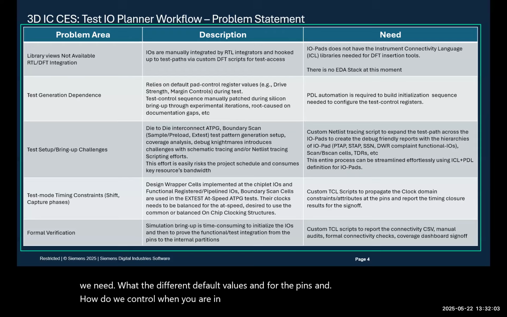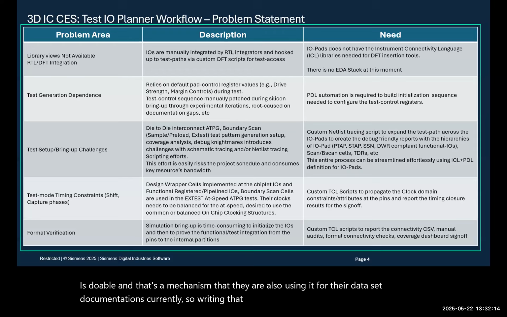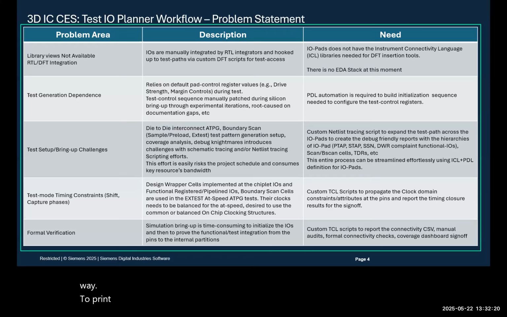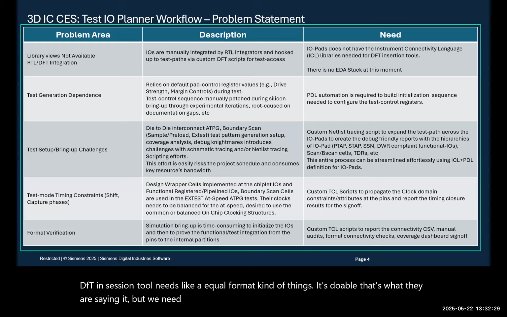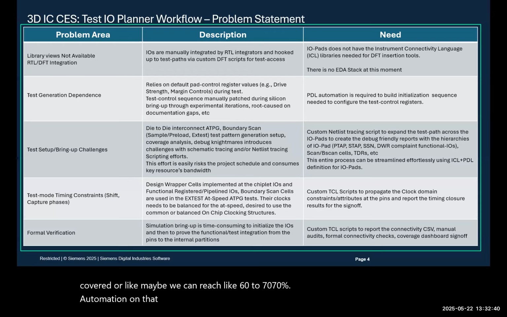So creating that is doable, and that's a mechanism they are also using for their data sheet documentation currently. So writing that information in an automated way, to print something the DFT insertion tool needs, like an equal format kind of thing, is doable. That's what they are saying. But we need to assess the risk, whether all possible scenarios are covered, or maybe we can reach like 60 to 70% automation in that area, right? To make sure everything is streamlined to the standards.